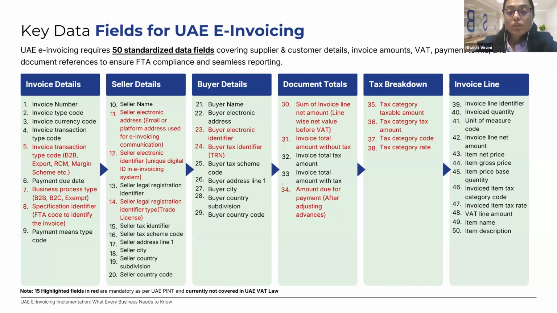So if you see on the sheet, there are 15 fields which are highlighted in red. These are fields which were currently not being captured under the UAE invoice template, but going forward, as per the PINT AE format, these details are to be captured.